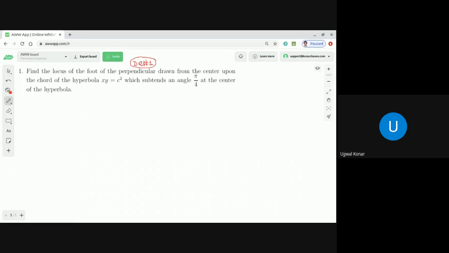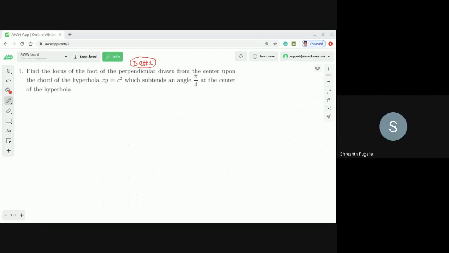Find the locus of the foot of the perpendicular drawn from the center upon the chord of the hyperbola xy equal to c square, which subtends an angle pi by 4 at the center of the hyperbola. So, what about Pratik and Shrestha? What is the locus of the foot of the perpendicular? Did you find it out?